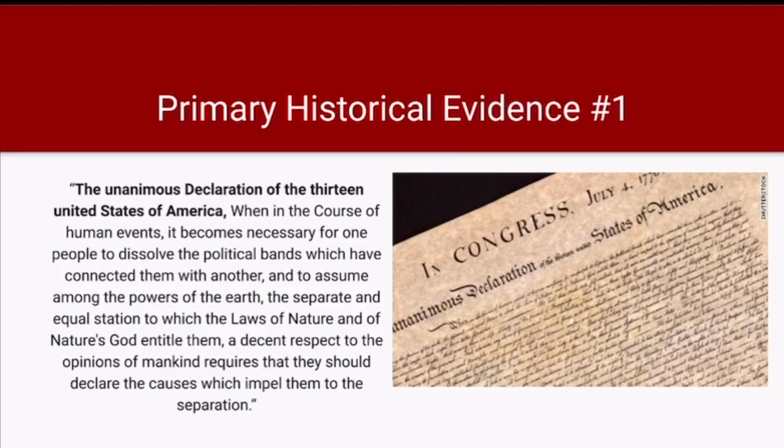The first primary source that we are referring to is the Declaration of Independence. Enlightenment ideas caused the 13 colonies to dissolve the political bands which have connected them with one another, which caused them to be independent.